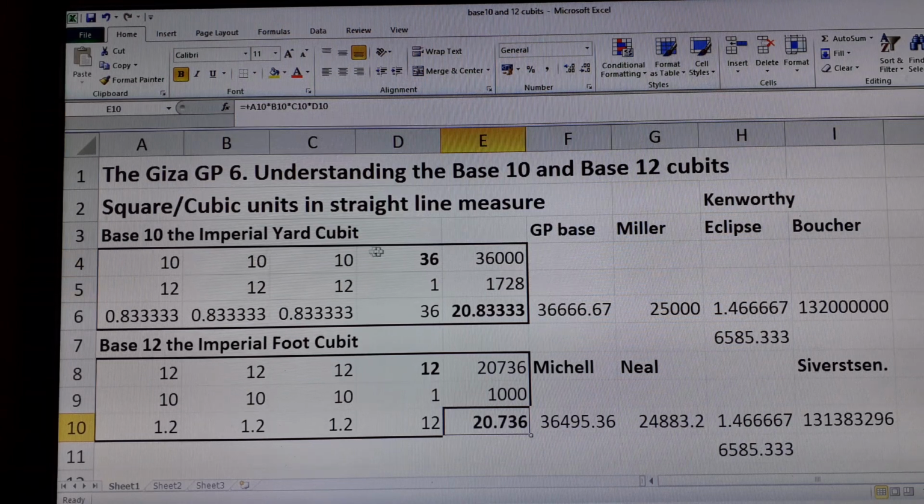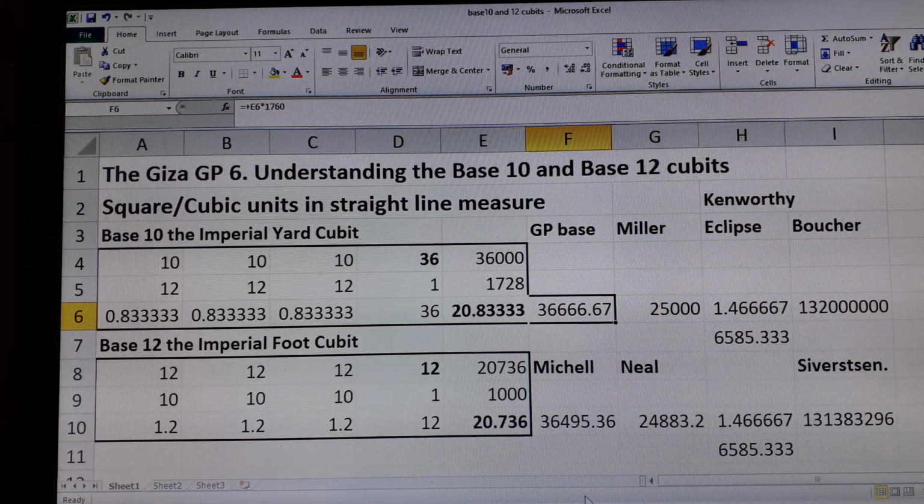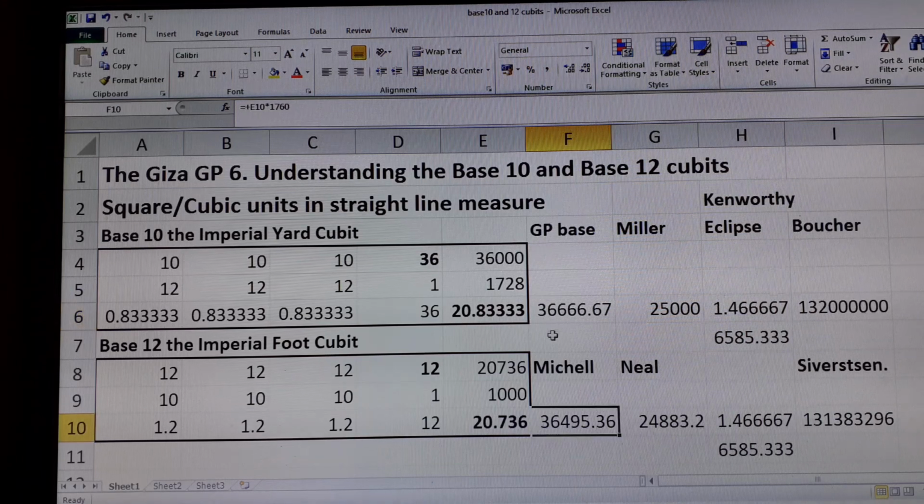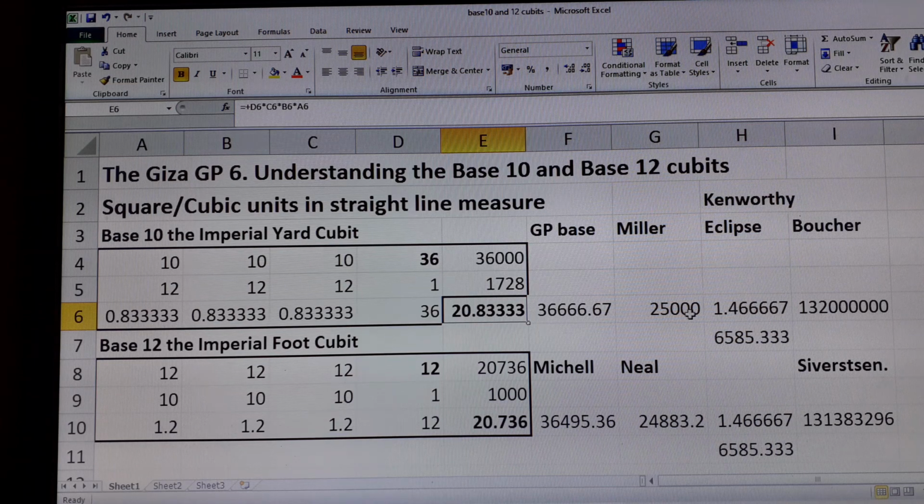Now, if John Neal and Harry Sivertson cannot accept that these qubits are designed by the same people, and that this qubit is taking precedence over this one in the Giza design because it's given a base of 36666.6667 imperial inches, then I give up. Now, in terms of the GP base, it's multiplied by 1760, and that is 2. Now the Earth's circumference from this, all you do is multiply it by 1200 and you get the Earth's circumference in miles. There it is.